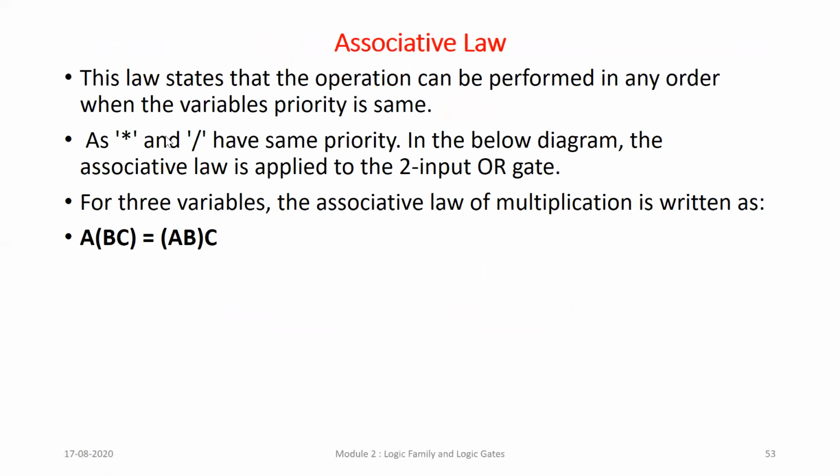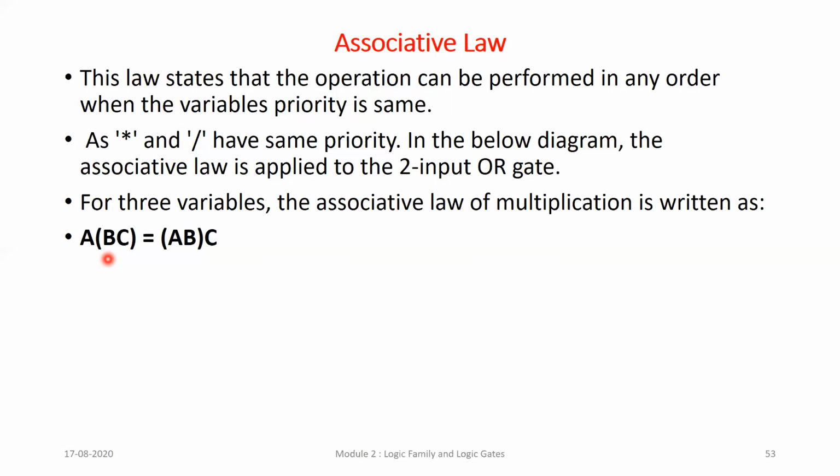Next is my associative law. Okay, suppose associative law is A into BC, which is equal to ABC. So this is simply my law. Now, suppose I tell you to implement this first one, A into BC. So what will you do? A into BC. Which IC will you use?